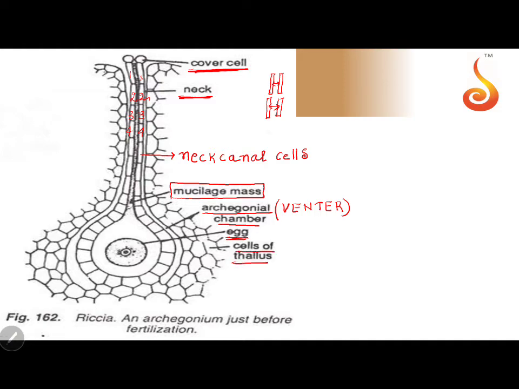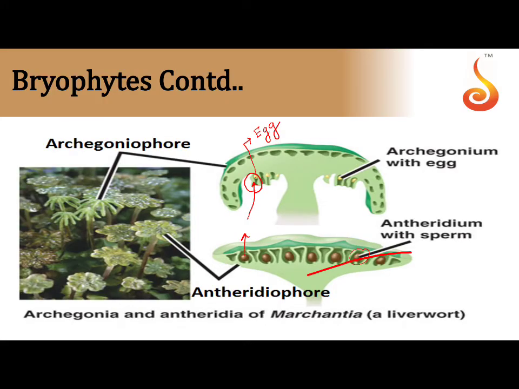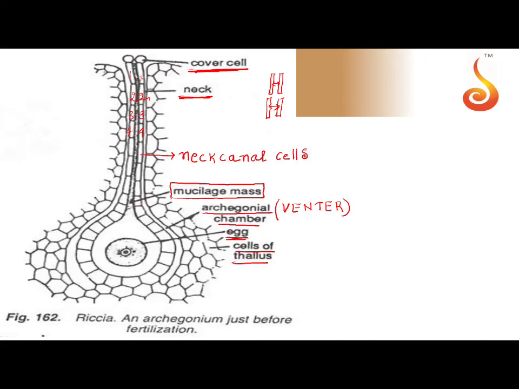So the egg is embedded into thallus, whereas I have an archegonium projecting with an opening, but the egg is towards thallus only. Even you can see this picture, egg is towards thallus, whereas this prolonged canal-like structure is the neck canal, and the cells which line up on either side are neck canal cells. So this is the structure of the archegonium.